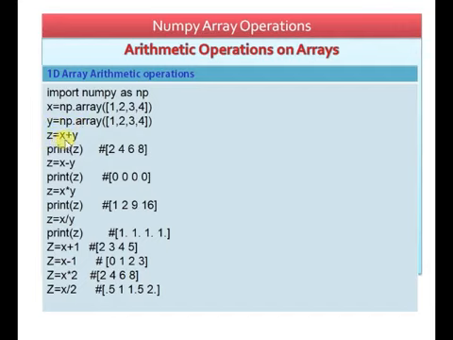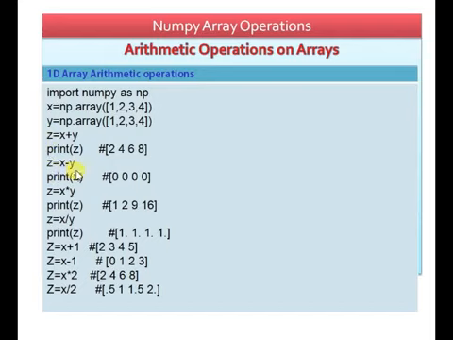The next line, z is equal to x plus y, is adding x and y NumPy arrays and the resultant is in z. So how does it work? The corresponding elements, meaning same index elements, are added and stored in the z array. So 1 plus 1 is 2, 2 plus 2 is 4, 3 plus 3 is 6 and 4 plus 4 is 8. These values will get stored in z.